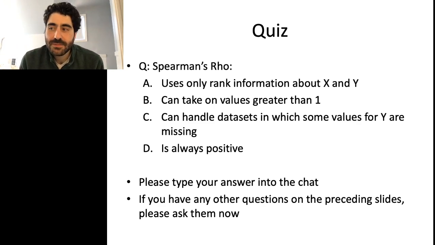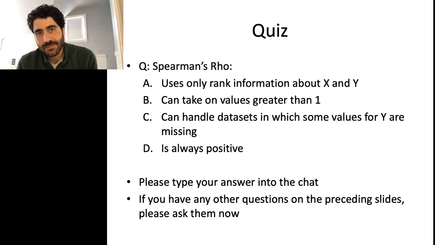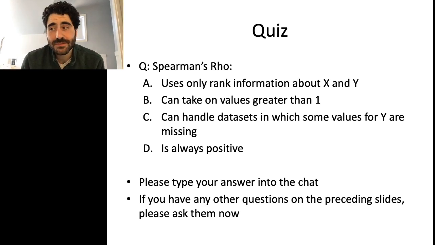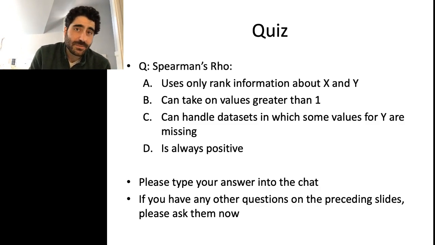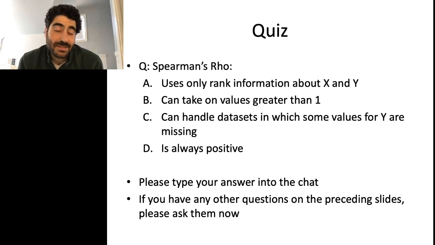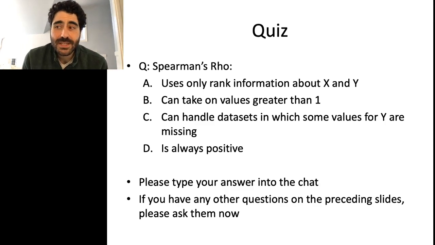This uses only rank information about X and only rank information about Y. It doesn't use the original values. Otherwise, this is exactly the same as a Pearson correlation. So it's going to take on values between -1 and 1. It doesn't have to be positive, but it can't be bigger than 1 and it can't be less than -1. It also can't handle data sets where we have missing values, right? It assumes that every data point here has both an X and a Y coordinate.